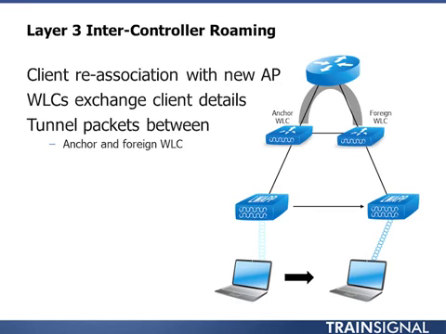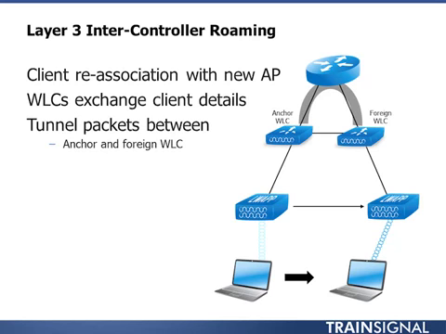The original wireless LAN controller is what's referred to as the Anchor wireless LAN controller, and the new wireless LAN controller that I'm now connected through is called the Foreign wireless LAN controller. In the diagram here you can see that I now have a tunnel set up to exchange information between them. Now there are different tunneling protocols. In the case of Cisco, they're using an Ethernet over IP tunnel.